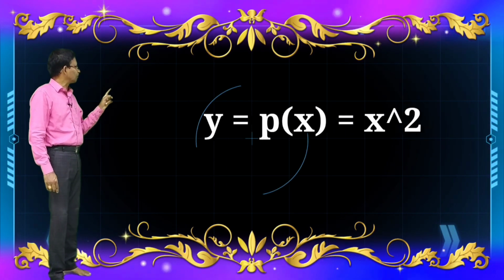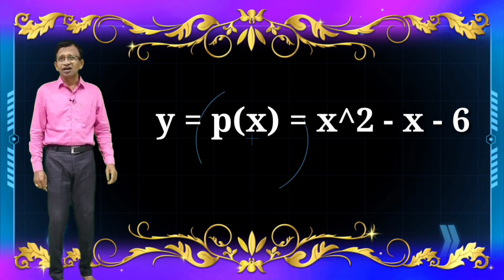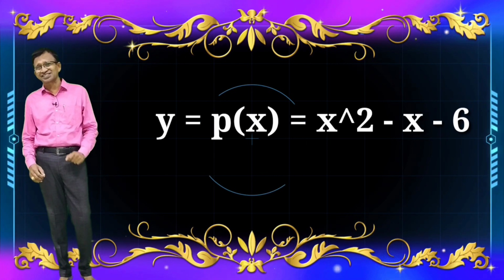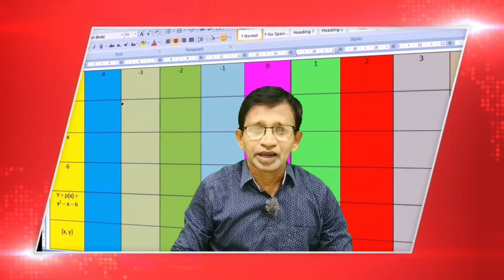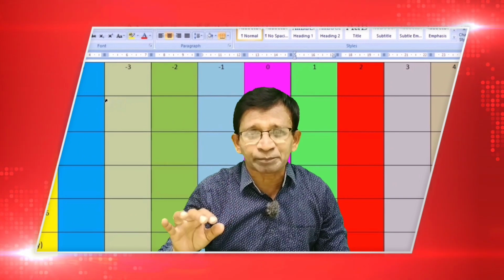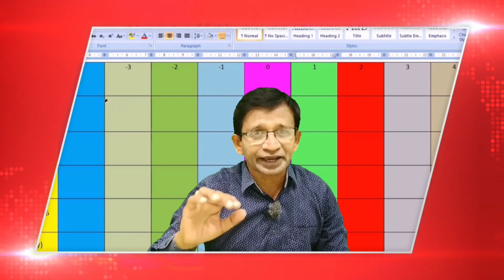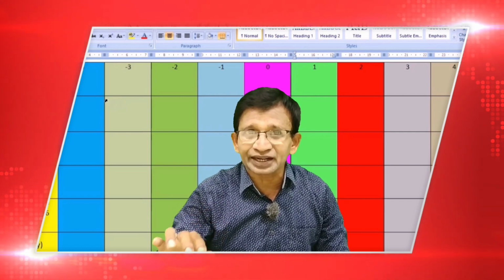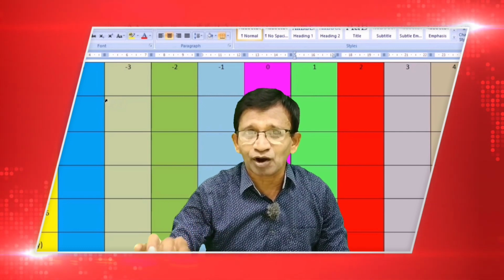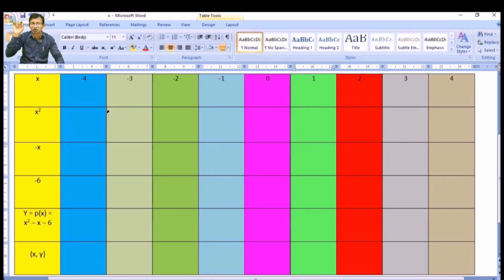Put y is equal to p of x is equal to x square minus x minus 6. Let us write down some points satisfying the given polynomial in a tabular form. In finding the solution for the given problem, taking points is an important task. Proper care should be taken in putting the symbols and in calculating the values of polynomial p of x, that is y.